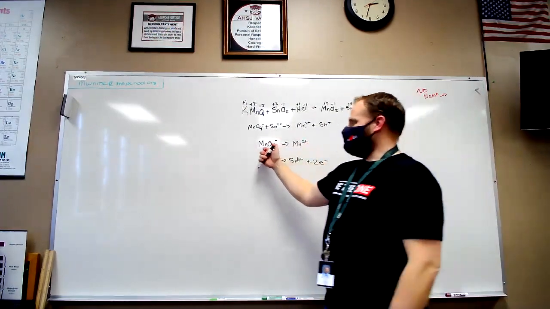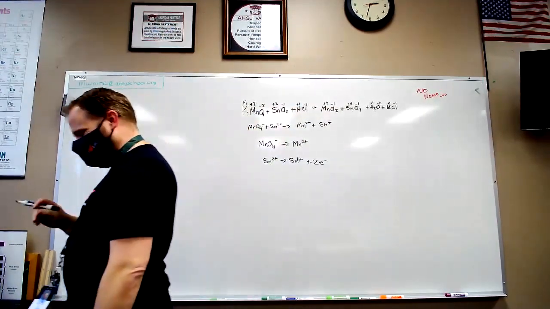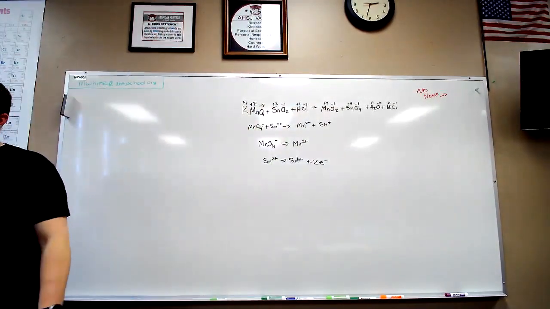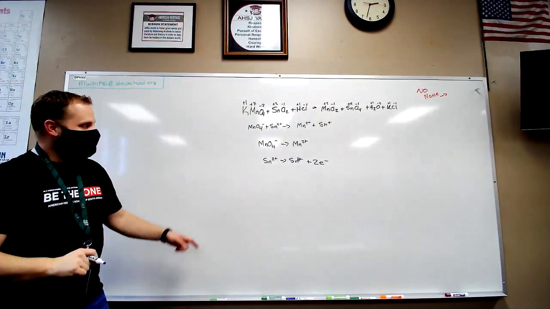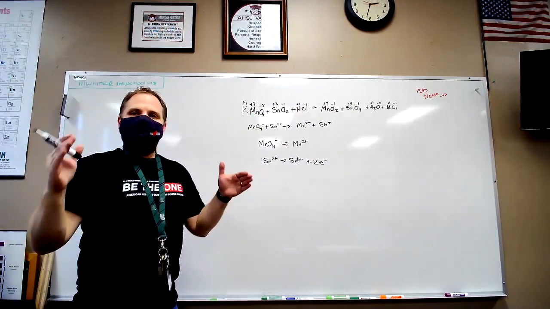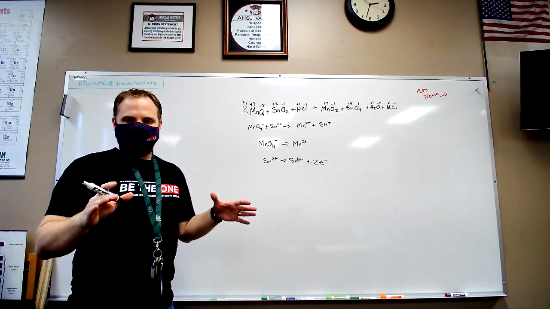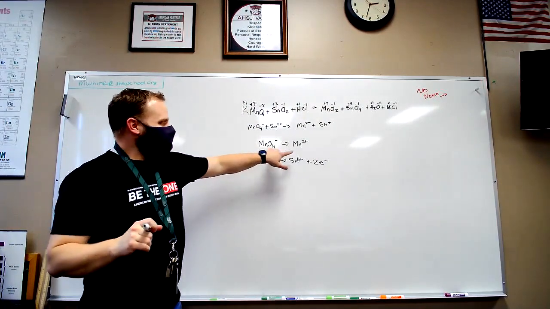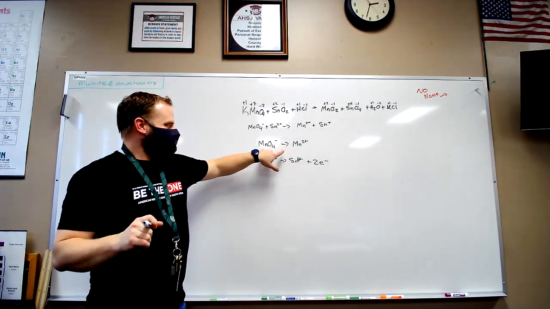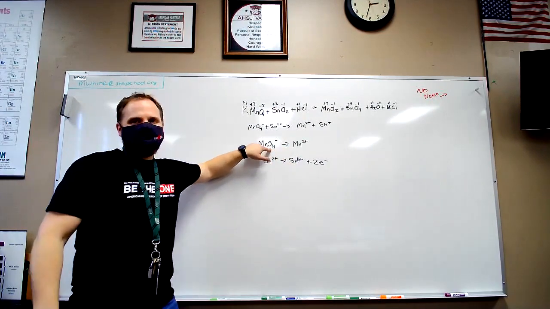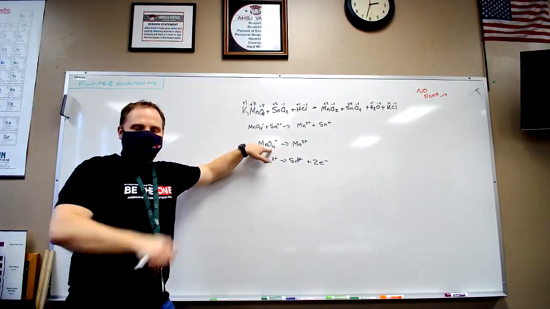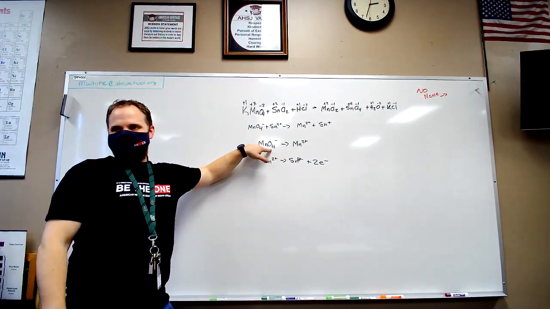Now we need to deal with this one. Now this one is a little bit more complicated, but it's not too bad. So first we need to make sure that the atoms cancel out. Okay. So we have 1 manganese on both sides. But this side has 4 oxygens. The other side doesn't have any oxygens.